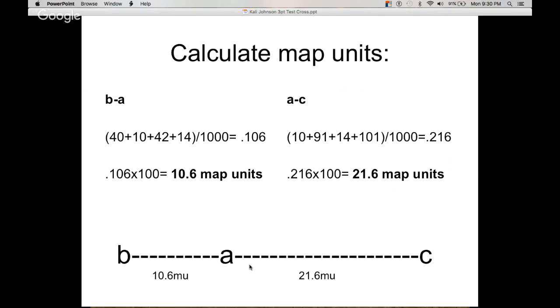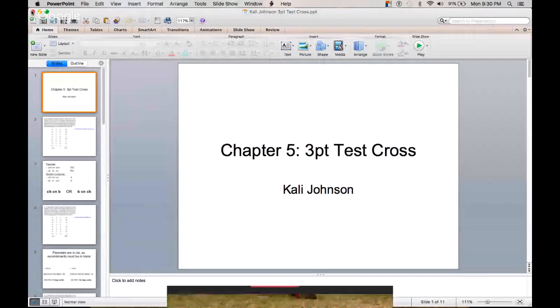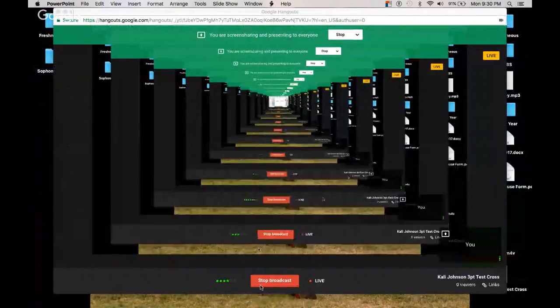And so this is what your genetic map would look like. BAC is the order of the genes, or CAB, and 21.6 map units between A and C, 10.6 map units between B and A. And that is my Chapter 5 3-point test cross.